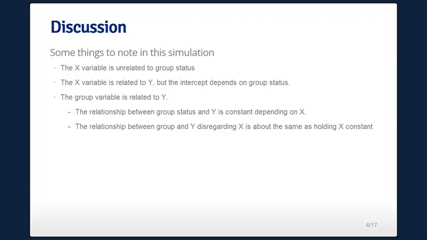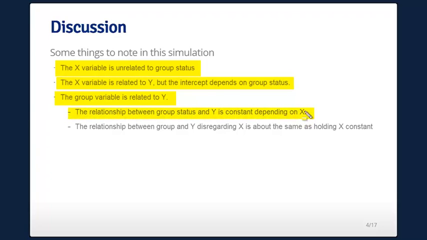So some things to note about this simulation. The x variable is unrelated to group status. It's uncorrelated with group status, right? It was just a bunch of uniform numbers. The x variable is related to y, and the intercept depends on group status. We had two separate lines. And of course, in this case, the group variable is related to y, and we have a meaningful treatment effect. The group effect on y is constant depending on x. That means the two lines are parallel.